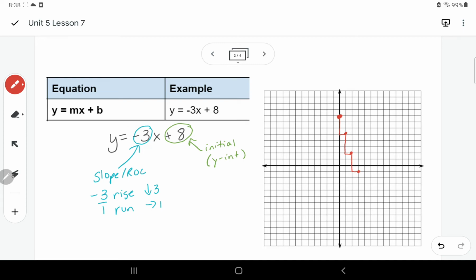It can help, especially for me because I don't have a ruler on my tablet here, to get a nice straight line through there. Whoops, not as straight as that should have been. But again, you guys use your ruler and draw a nice straight line as well as you can through those points. And then again, we label y equals negative 3x plus 8.